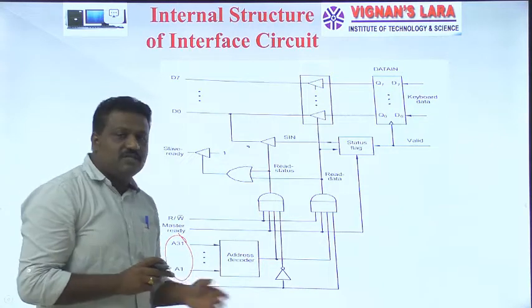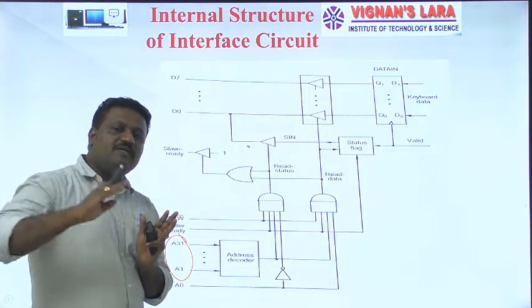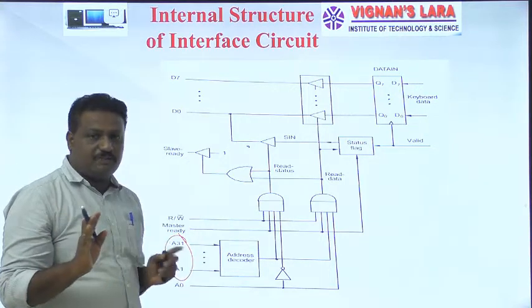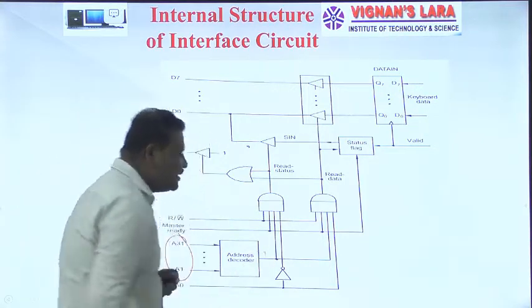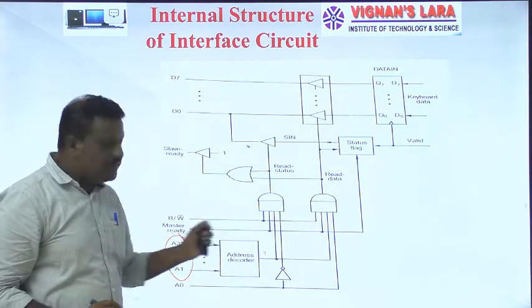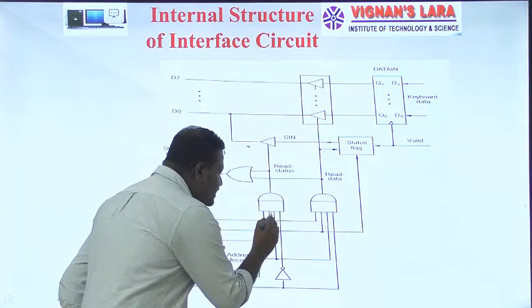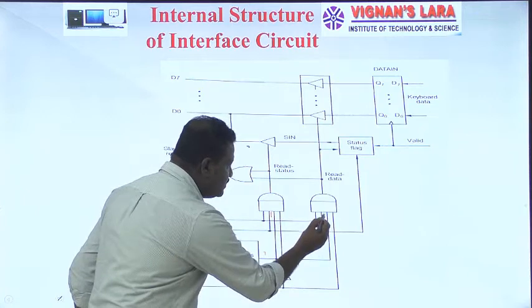The address decoder generates only one output, which is a valid output. For example, this is 1, you can assume. So I put some address here, and according to that, its output is set to 1. This bit goes to the input of this AND gate here, as well as this AND gate here.